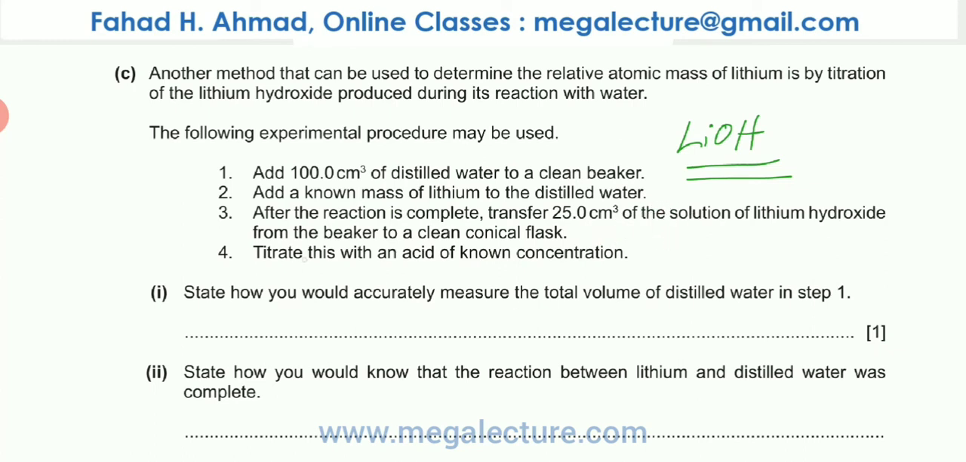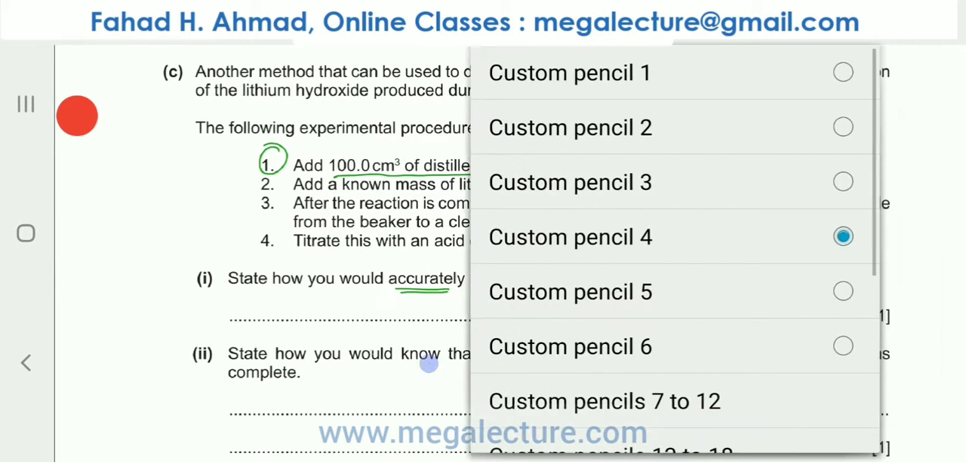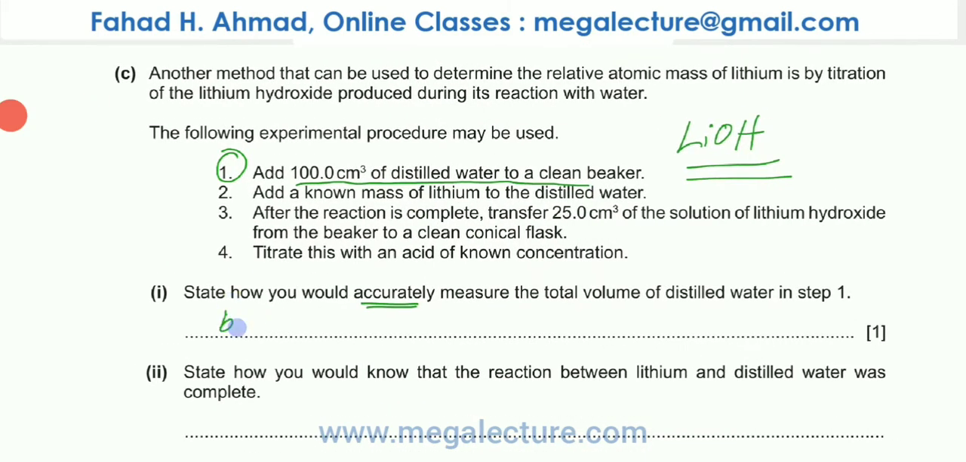So the first part is, state how you would accurately measure the total volume of distilled water in step 1. So let's focus on step 1. You need to add 100 cm³ of distilled water, and they're also saying you need to be very accurate with that. You have to accurately measure this. Now, there are plenty of apparatus that can be used to measure the volume accurately, but the best one is probably going to be a burette.